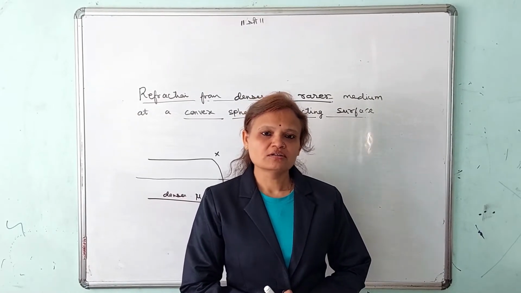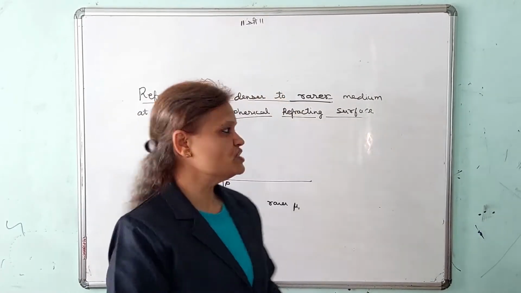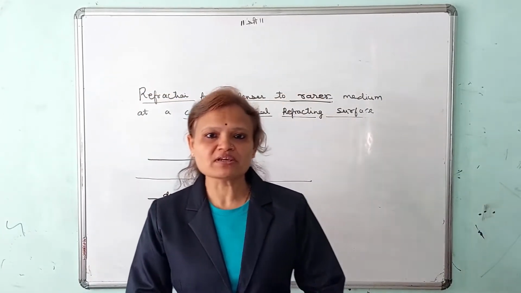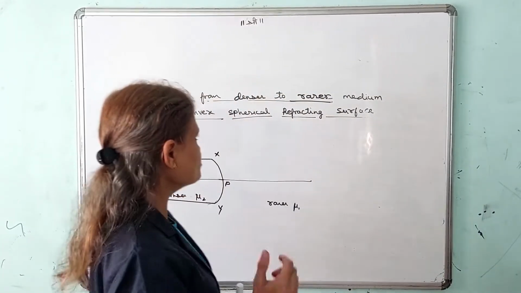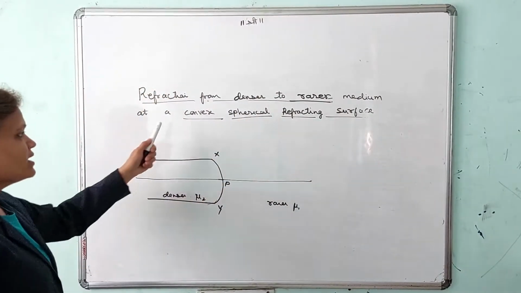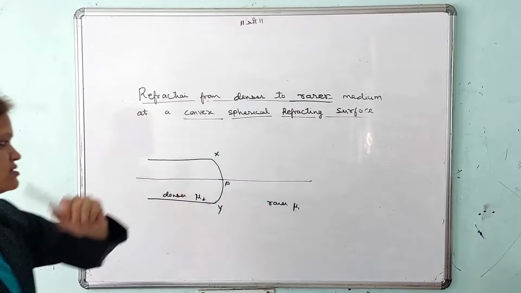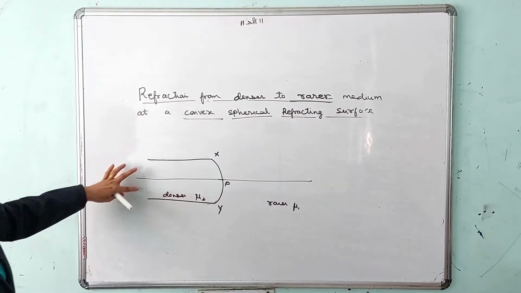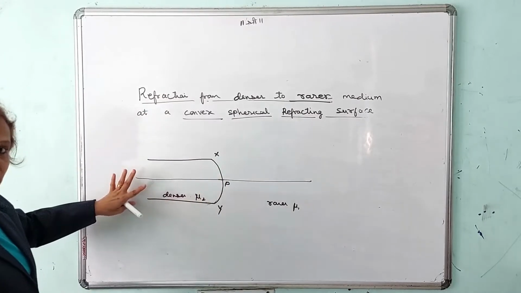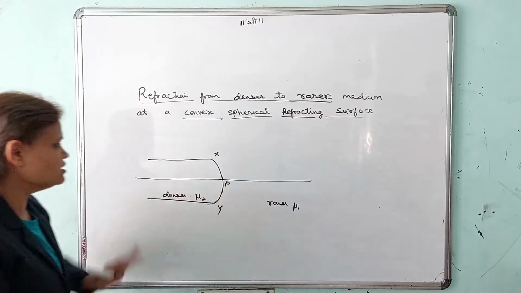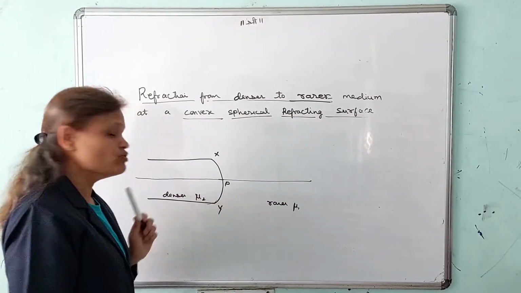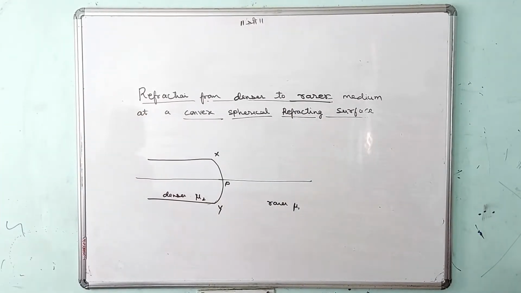Hello all. In the previous video, we have seen the refraction from rarer to denser at a convex spherical refracting surface. Now we are going to see refraction from denser to rarer medium at a convex spherical refracting surface. So this is the denser medium, this is the convex spherical refracting surface, and this is the rarer medium, having refractive indices mu1, mu2 for the rarer and denser medium respectively.